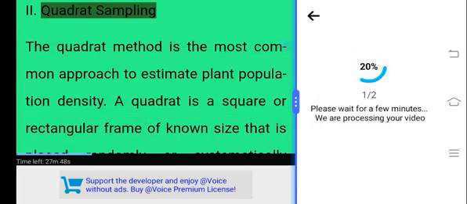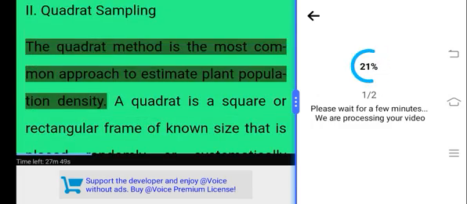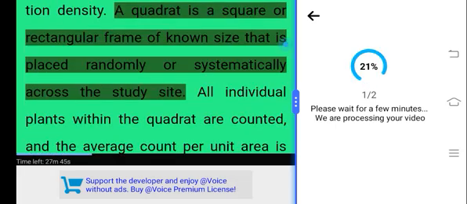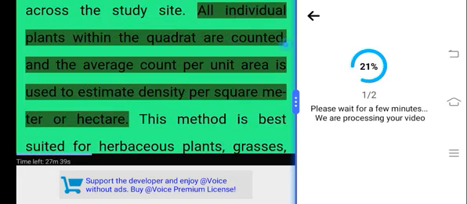2. Quadrat sampling. The quadrat method is the most common approach to estimate plant population density. A quadrat is a square or rectangular frame of known size that is placed randomly or systematically across the study site. All individual plants within the quadrat are counted, and the average count per unit area is used to estimate density per square meter or hectare.